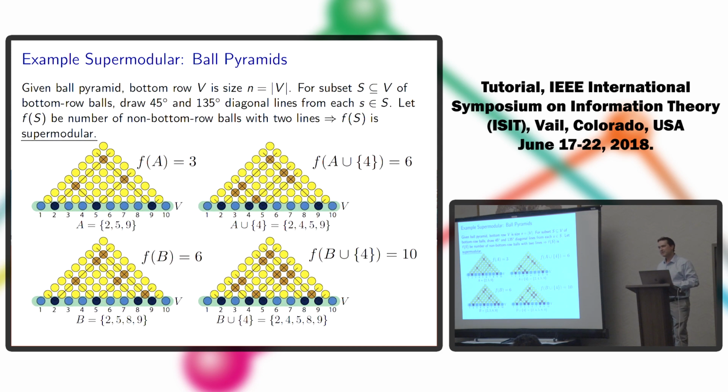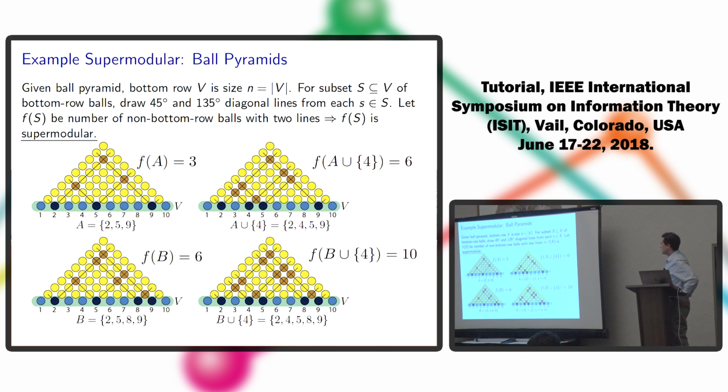In order to try to come up with a ball example for supermodular functions, let's consider the following ball pyramids. We've got a size, and in this case, V is equal to 10 balls on the bottom. This is our ground set. And we choose a subset of balls, and we draw lines at 45-degree and 135-degree angles from that ball.